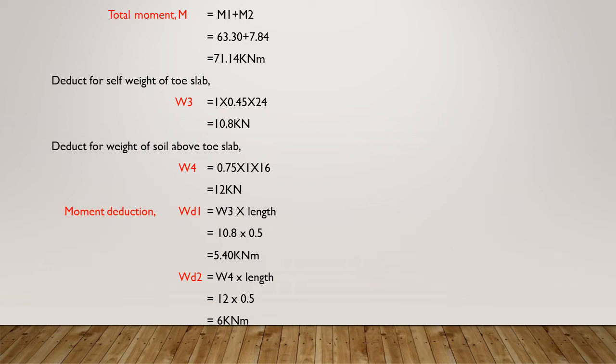Then moment deductions. So WD1 is equal to W3 into length, so 10.8 into 0.5 is equal to 5.40 kilonewton meter. This is also a deduction from our main loads. Then W4 into length. W4 is 12, and the length is 0.5 because it is the rectangular portion, length 1 by 2. So WD2 is equal to 6 kilonewton meter.